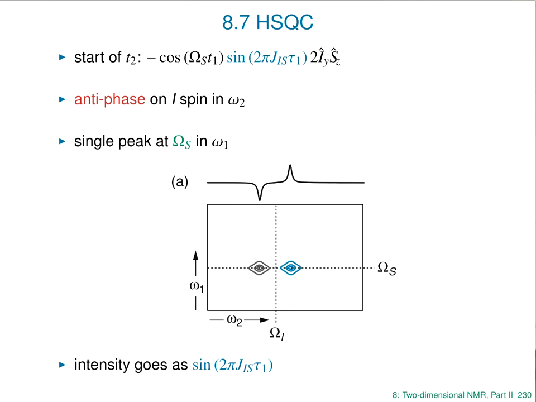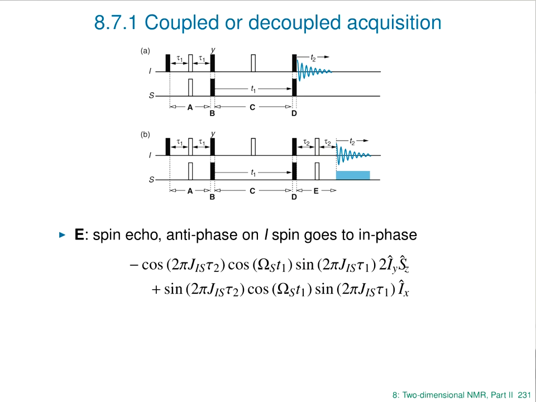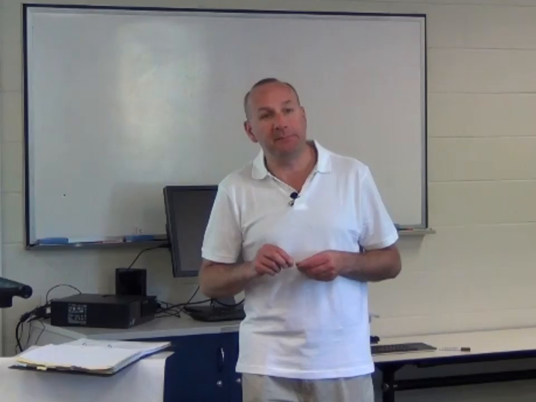Normally it's used in a more elaborated form, which is shown here as pulse sequence B. And the difference of pulse sequence B is it has an extra spin echo at the end, and then it uses decoupled acquisition. Here, we're acquiring on spin I, and this blue rectangle is the decoupling on the S spins. And you'll remember from what we talked about before when we were talking about INEPT, that you can't use decoupling on an antiphase state because it will collapse to zero.